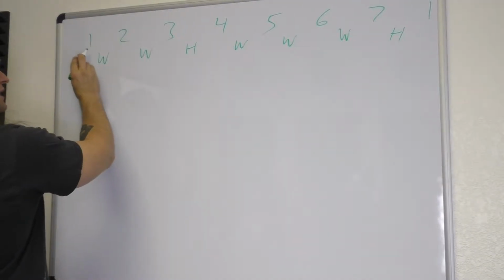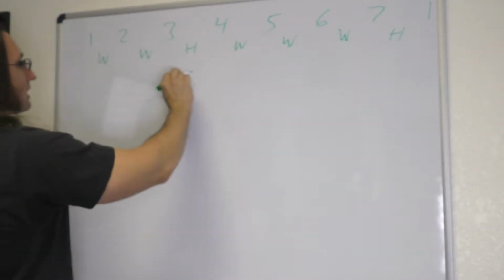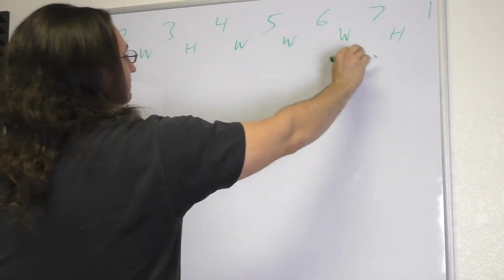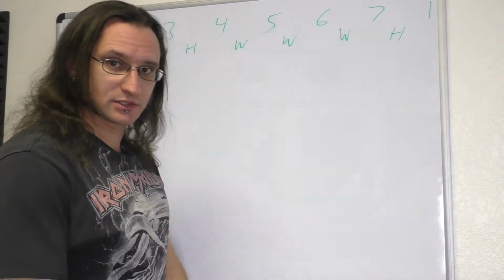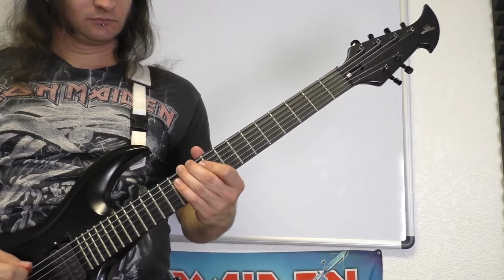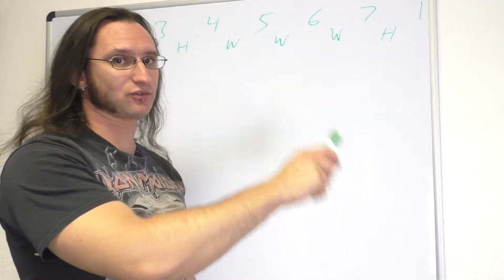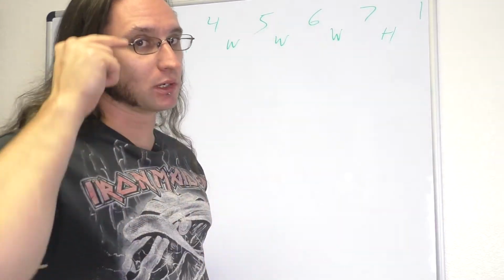When you start on any note and you follow this formula, going up a whole step, whole step, half step, whole step, you just play the major scale. Anytime you deviate from that formula, you are playing in a different mode.